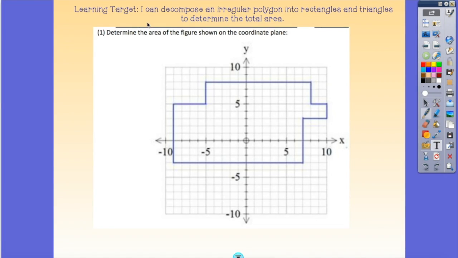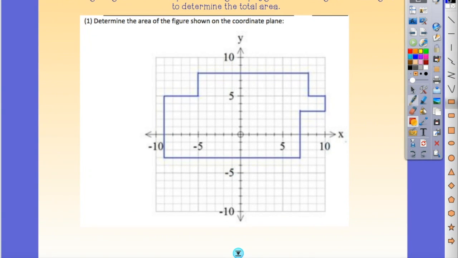For this example, there's a figure already created for us on the coordinate plane. It is an irregular figure. It doesn't follow the rules of any figure that we know, like a rectangle or a triangle or a square. So the only way to calculate the area of this figure is to break it down into figures that we know. So if I start, I can block off this rectangle up here.